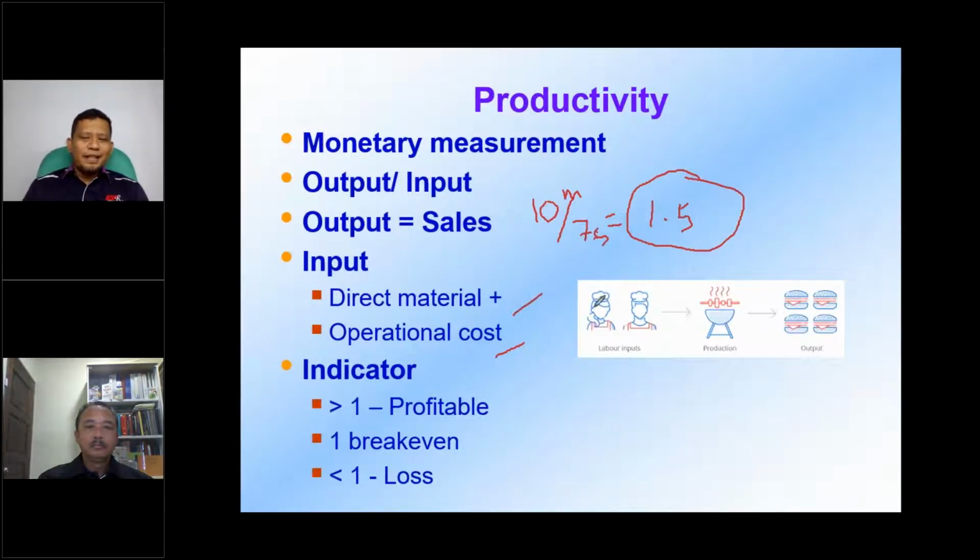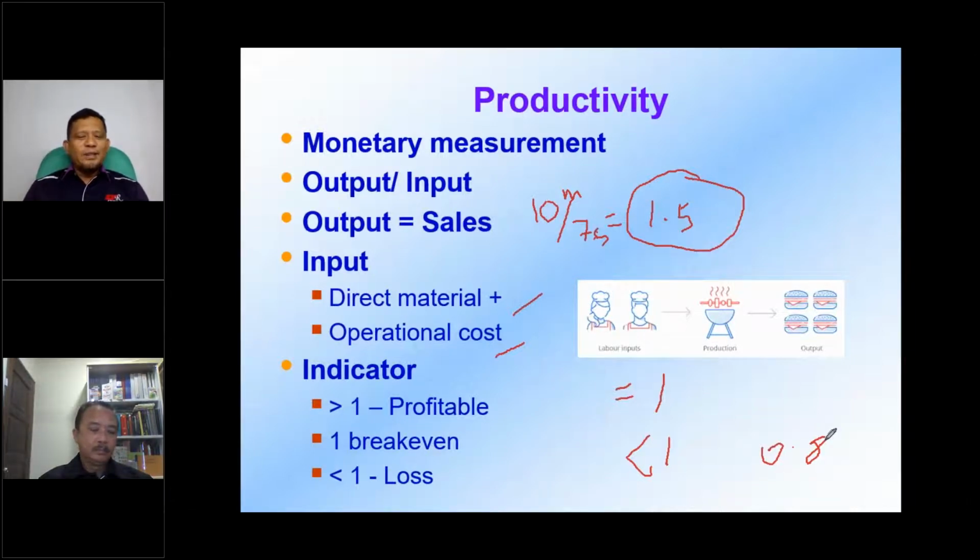But let's say the productivity shows that we only have one. What is the meaning of one? One means we are breaking even. And if we get less than one, maybe 0.8, the people in the plant will normally understand that the company this month is making some losses. But at least they are prepared for next month so that they're not going to make any losses. So everybody will work together to achieve this measurement.